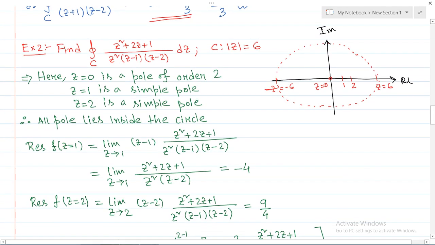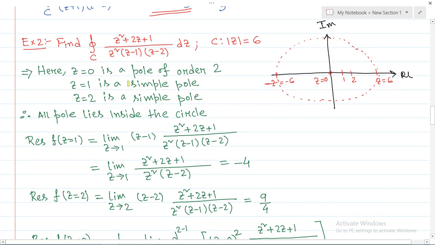Here we have to find out the value of the integration of z square plus 2z plus 1. So basically it is z plus 1 whole square divided by z square, z minus 1, z minus 2. If we think about the denominator part, it becomes 0 if we put z equal to 0, z equal to 1, and z equal to 2. So these are the three poles of this function f of z.